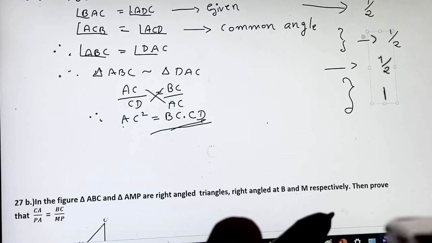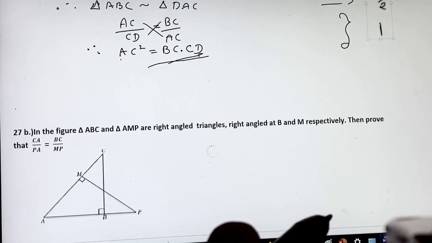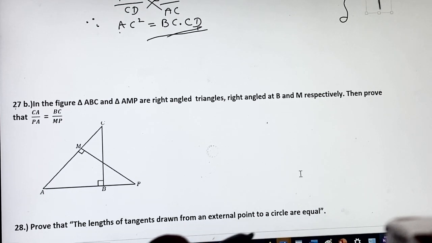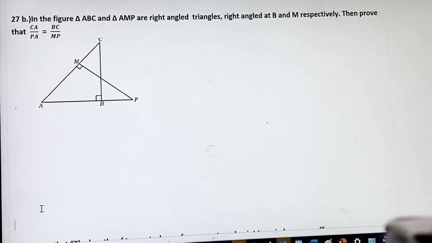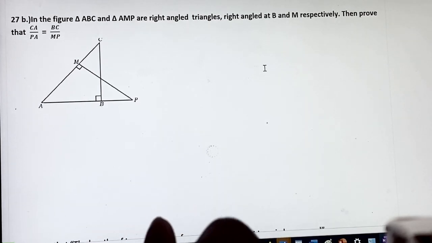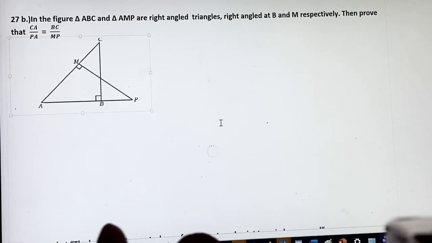Now, moving on to the next question. Either you can solve 27A or you can solve 27B. So the 27B question is: in the figure, triangle ABC and triangle AMP are right angled triangles, right angled at B and M respectively. Then prove that CA by PA is equal to BC by MP. They have given the diagram as well here. Without delaying, I'll just write the steps.